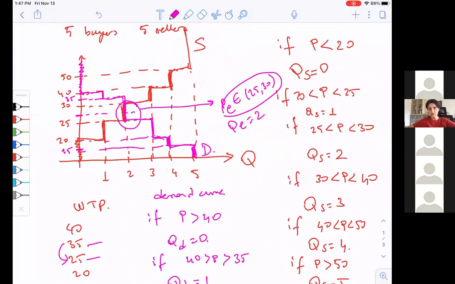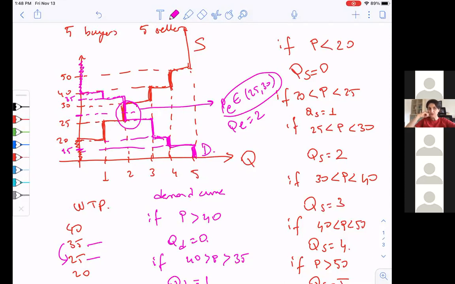In order to draw the supply curve, you are looking at the cost of each seller. We wrote each seller's cost, which are 20, 25, 30, 40, and 50. Then we check, for each price level, the number of sellers who are willing to supply. If the price is below 20, the price is below the cost of any seller, so none of the sellers is willing to supply. Then quantity supplied will be 0.